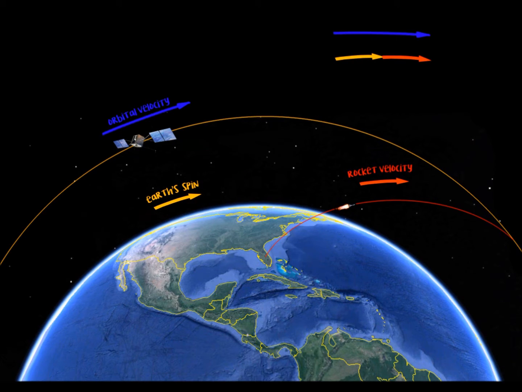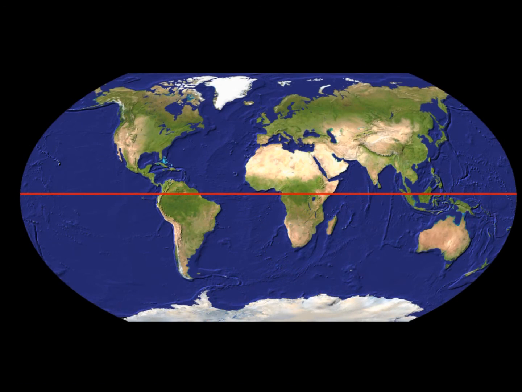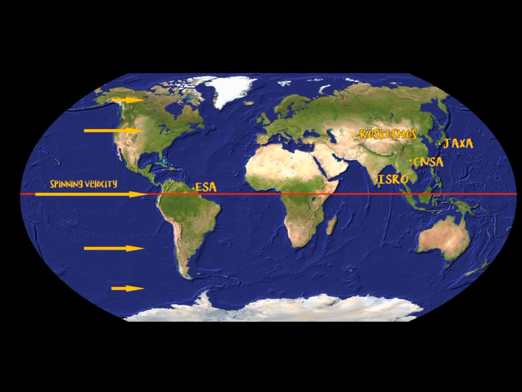Earth spins towards east, so it makes sense to launch rockets in an eastern direction. The spin is fastest at the equator, so it makes sense to launch rockets near the equator. That's the reason why each spacefaring nation tries to have its launch sites as close to the equator as possible.